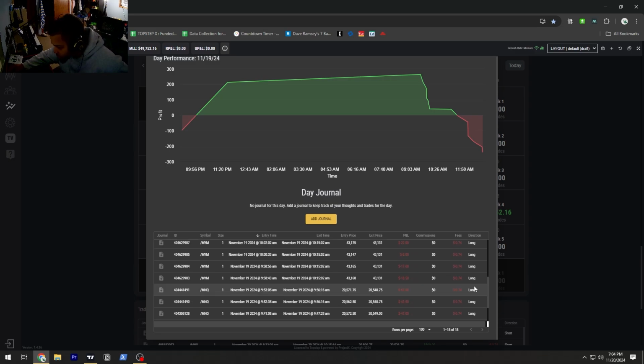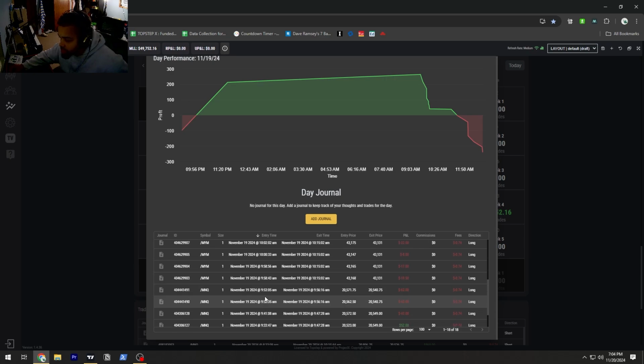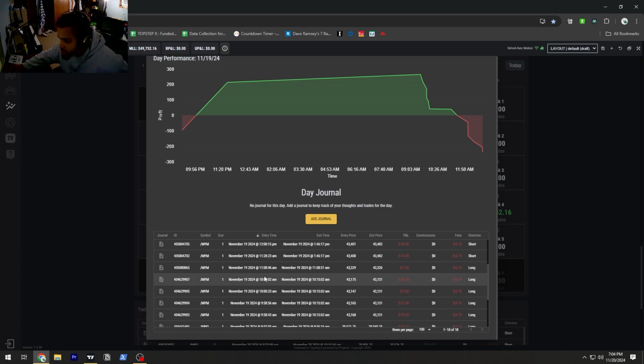Wait, hold on, let me actually count it, because now I see 1, 2, 3, 4, 5. So I put on 5 positions for the longs, and again the longs were playing around. This was around 10 o'clock. Yep, entry time 10 o'clock. And I did the same thing with NASDAQ yesterday around that 10 o'clock time. Those were 2 trades that I was looking for.